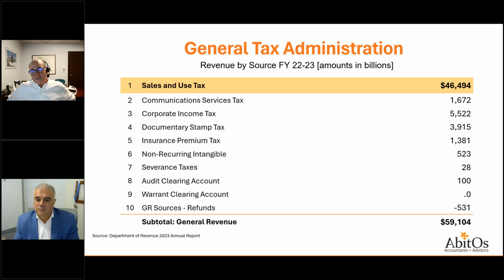And refunds is about $500 million. When the economy's bad, the refunds go up. When the economy is good, the refunds go down. Juan, next slide, please.